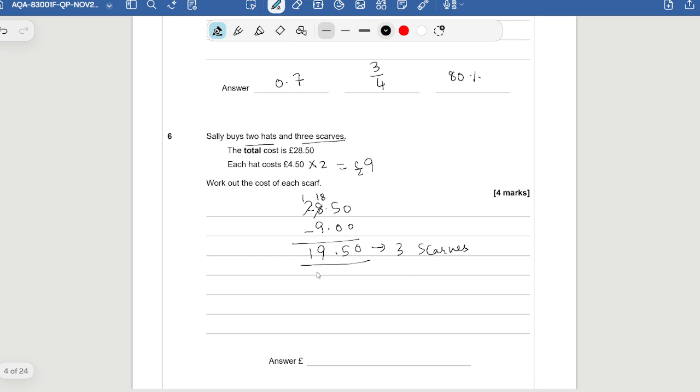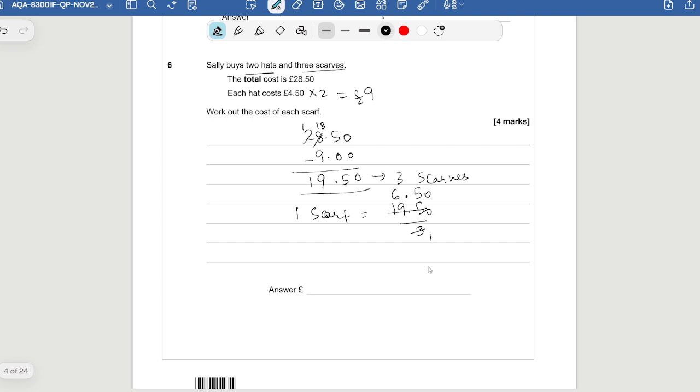3 scarves is worth 19.50, so for one scarf you need to divide 19.50 by 3. 3 goes in 19 6 times. So 3 sixes are 18, 1 remains, 15, so there is a decimal here. 3 fives are 15. So the cost of one scarf is 6.50 pounds.